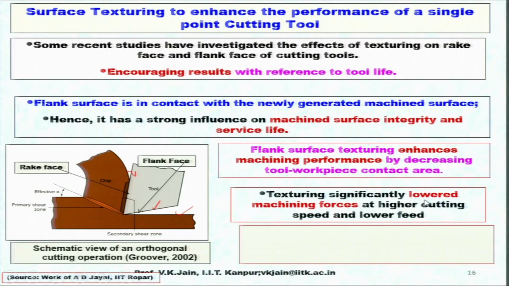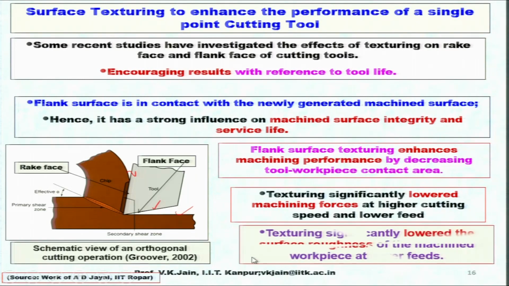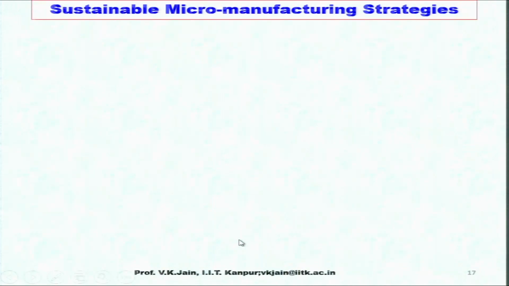Texturing significantly lowered machining forces, as I told you just now, at higher cutting speed and lower feed. Texturing significantly lowered the surface roughness, which is our requirement, because we normally want good surface finish of the machined workpiece at lower feed. So what I am trying to tell here is, you can make a process sustainable by changing the technology, by changing the cutting tool and other conditions. Optimization is one of the best things.